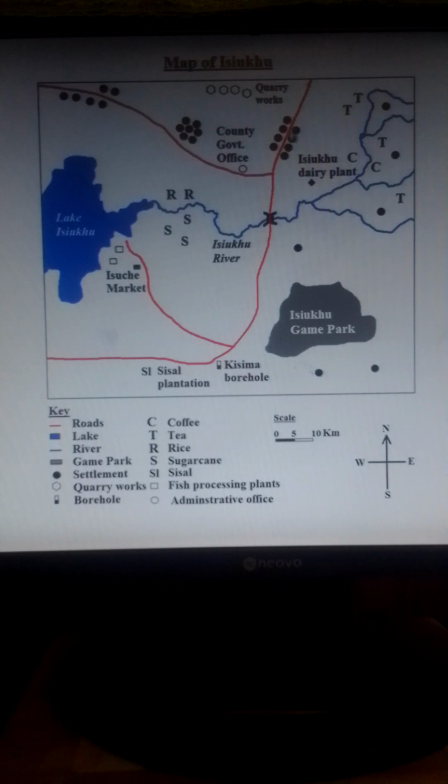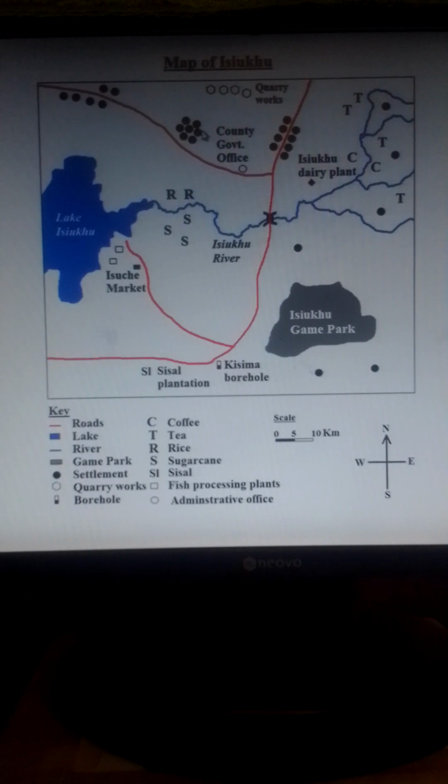Like in this case, we have this settlement here along this road. This is a linear type of settlement, which is also found here along this road. We also have clustered type of settlement, and you can see it here, where many people live in one place. Alright, this is clustered type of settlement.